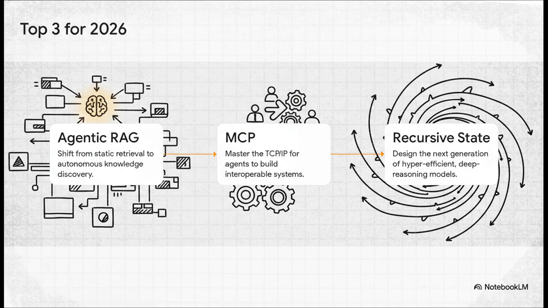And number three, recursive latent state. This is your future-proofing. While everyone else is focused on scaling today's transformers, understanding this is your key to designing the next generation of hyper-efficient models.